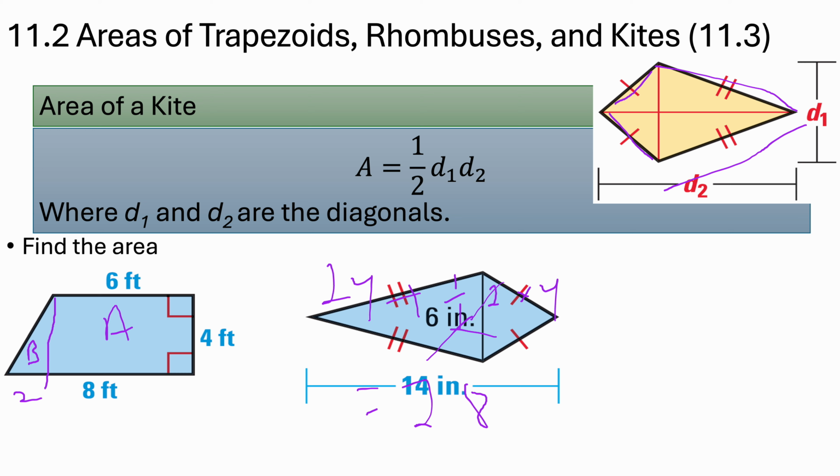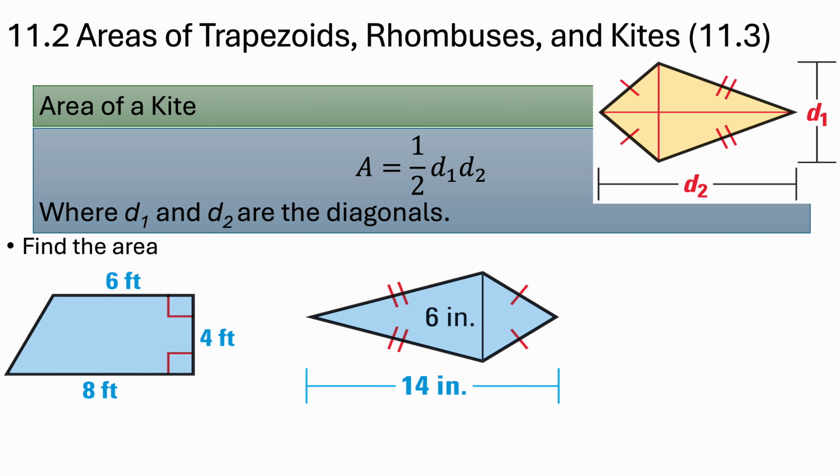Okay. Now they are saying find the area of this shape. They have given both the diagonals. This diagonal is 6, this diagonal is 14. And we know the area of a kite is half d1 into d2. So half 14 into 6 would be 42. So the area of this will be 42.